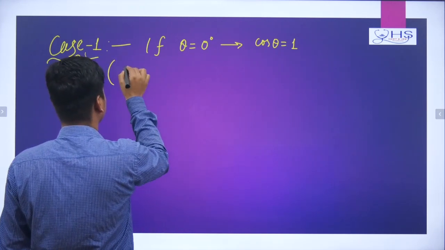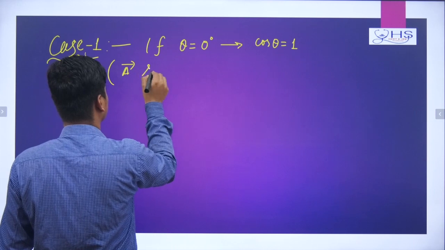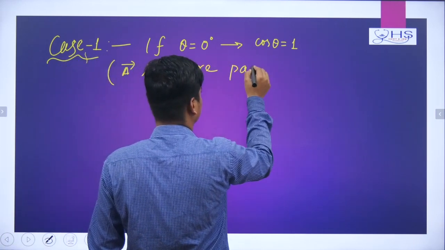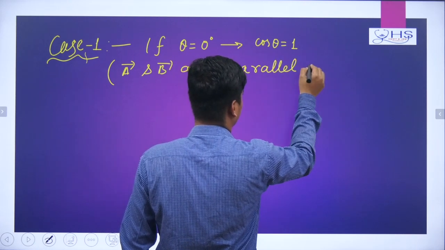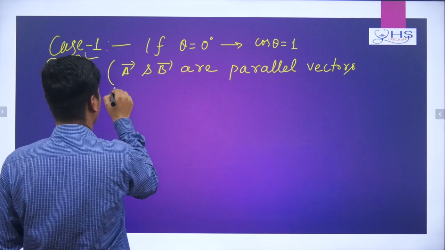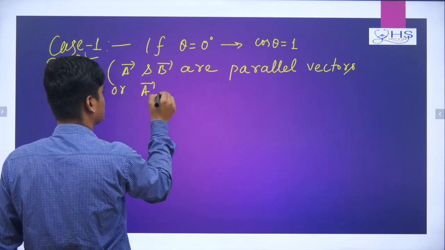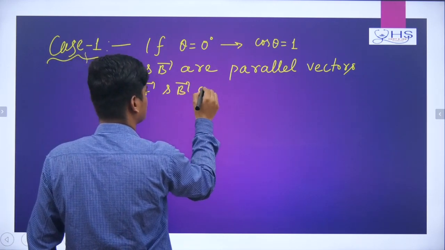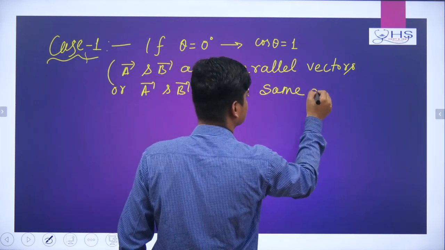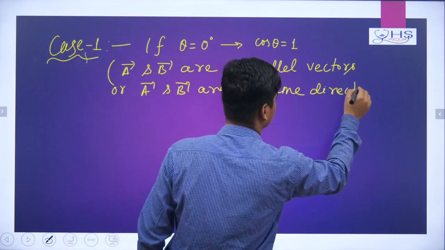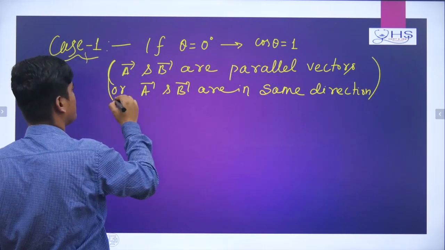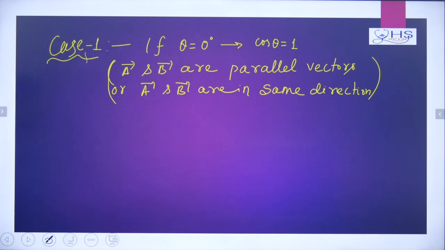Theta becomes 0 degree when A vector and B vector are parallel vectors, or you can tell A vector and B vector are in the same direction. Okay, I'll show the picture here. So either you can tell two vectors are parallel vectors, or you can tell same direction.